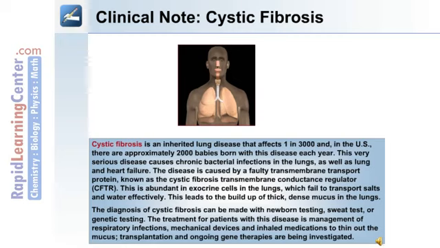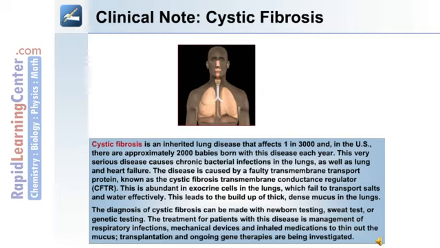The disease is caused by a faulty transmembrane transport protein, and this is known as the cystic fibrosis transmembrane conductance regulator, or the CFTR. This is abundant in exocrine cells in the lungs, and in patients with this disease it fails to transport salts and water effectively. This leads to the buildup of a thick, dense mucus in the lungs.